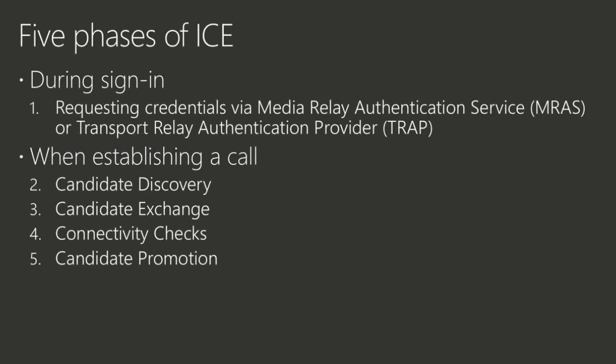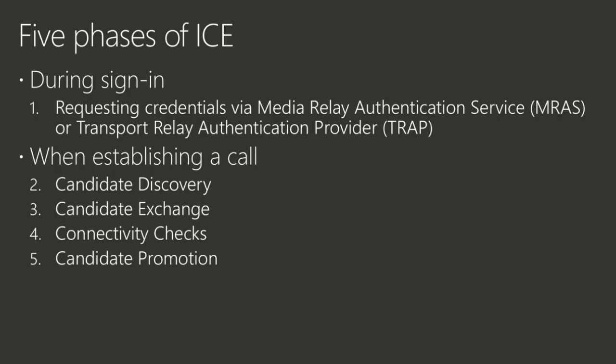So let's look at all of this now in action. ICE consists of 5 phases. During the sign-in, my client will get credentials. And depending if I'm using Skype for Business or Teams, depending if I'm already on the transport relay or not, I will get these credentials from the Media Relay Authentication Service, the MRAS, or the Transport Relay Authentication Provider, the TRAP. That happens once when I sign in.